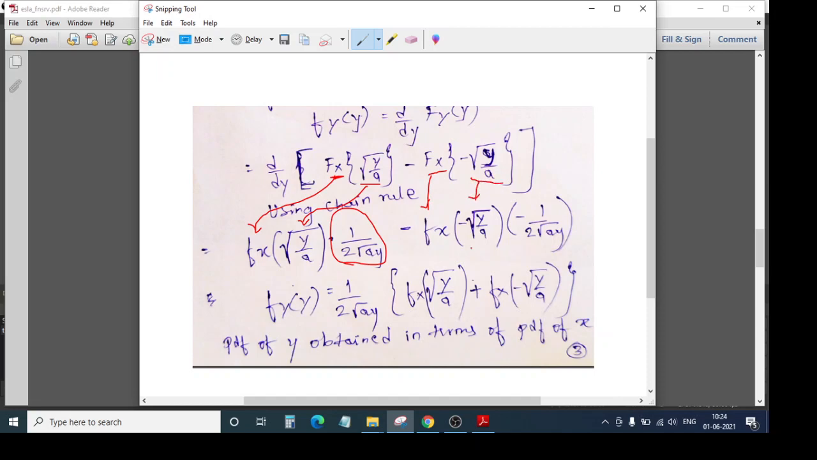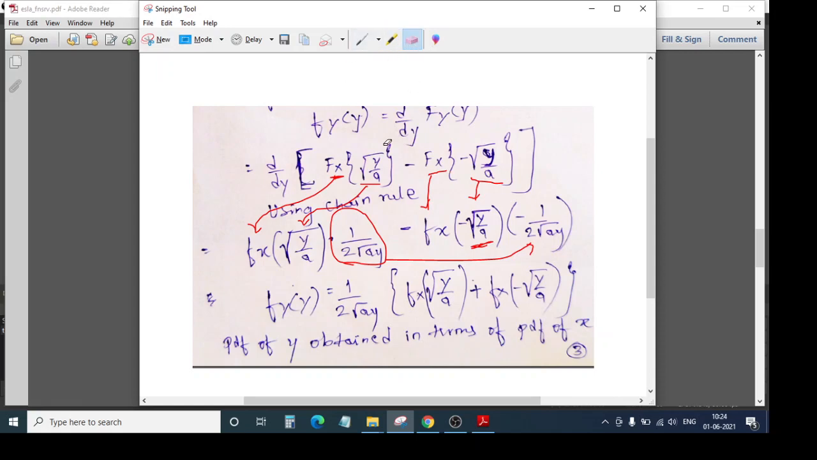Next we will differentiate this minus square root of y by a. This is the same thing, so this and this both are the same. Only a small change: we have a negative sign here due to this sign. Okay, so this has been done.